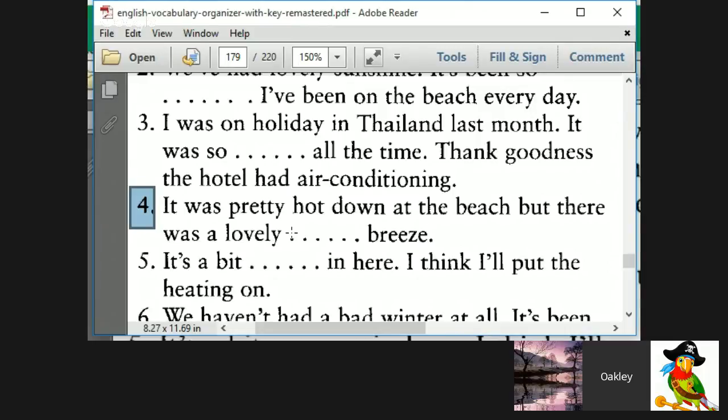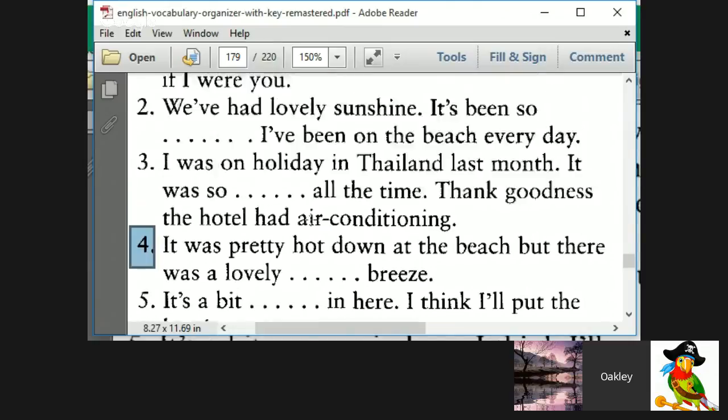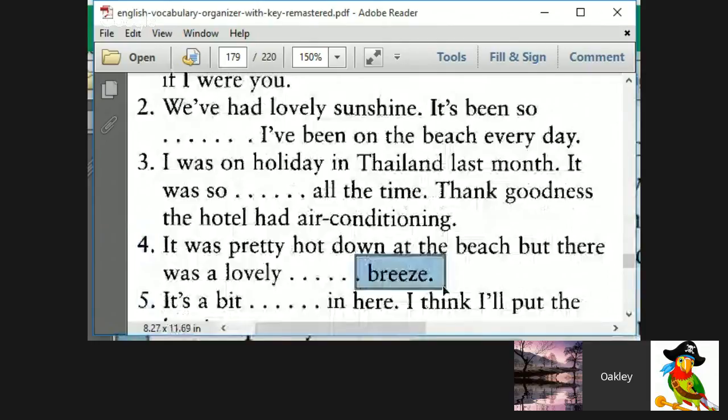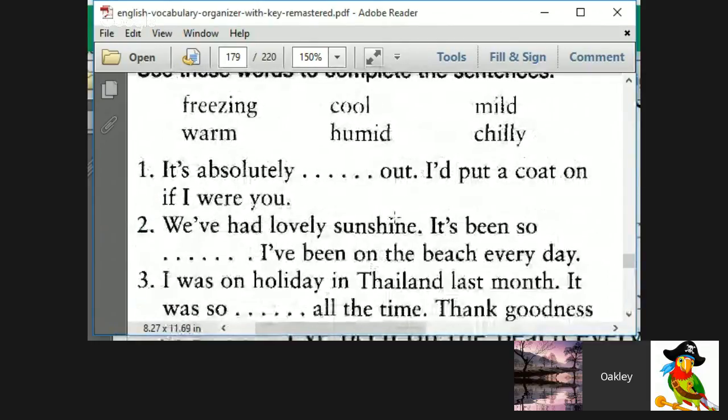It was pretty hot down at the beach, but there was a lovely mild breeze. Mild, I'm sorry, mild. It could be, and so I can't say you're wrong. You can say a mild breeze.